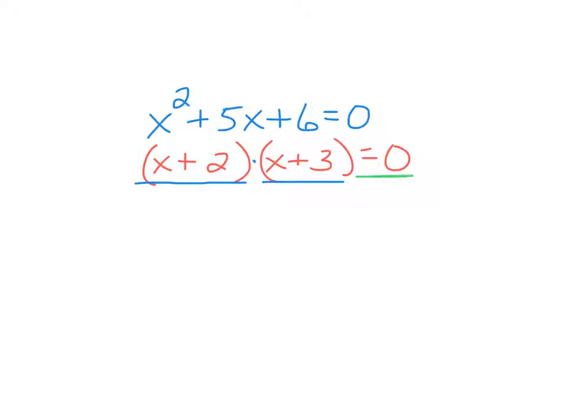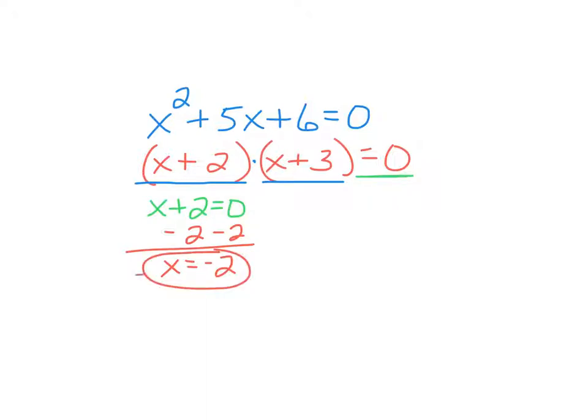So what I'm going to do is set each one of these factors equal to 0. What does x have to be if x plus 2 is equal to 0? Well, in this particular case, I would subtract 2 from both sides. So I would get x would have to equal negative 2. If x was negative 2, then that factor, x plus 2, would be equal to 0.